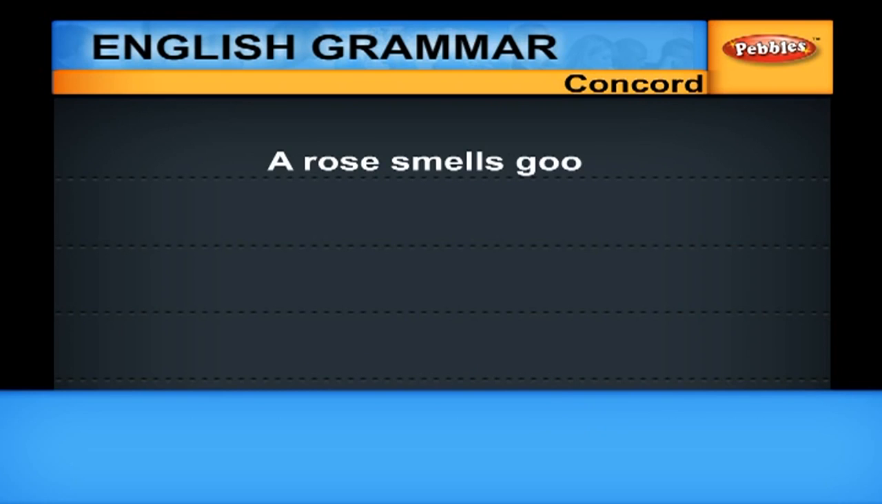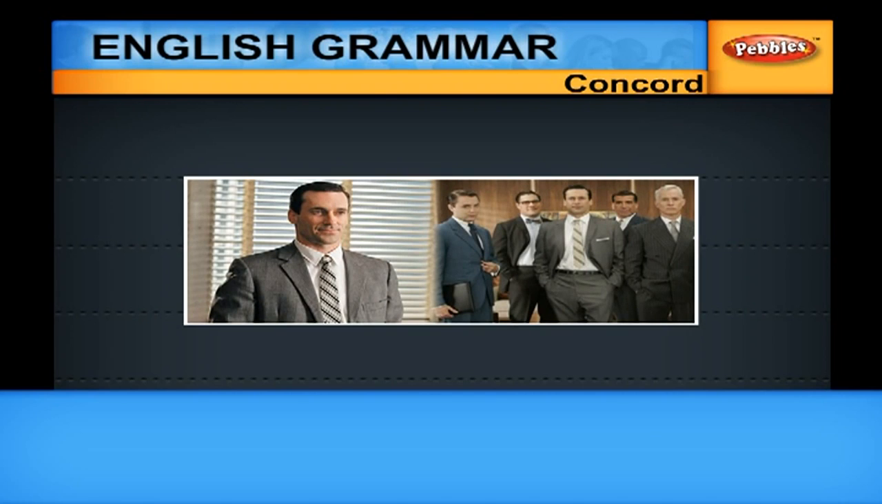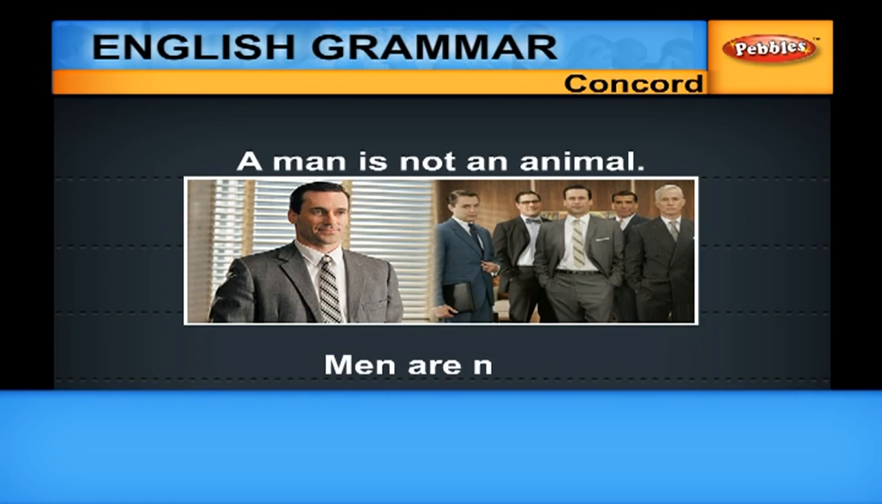A rose smells good. Roses smell good. Can you see the difference? Again, rose is singular noun and roses is plural noun. Some more examples for better understanding. A man is not an animal. Men are men.